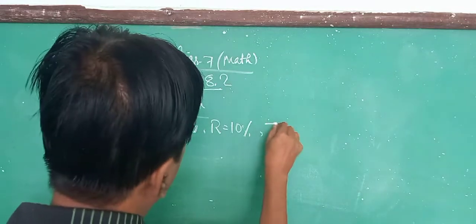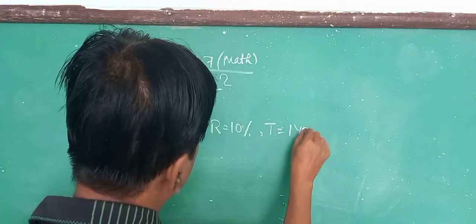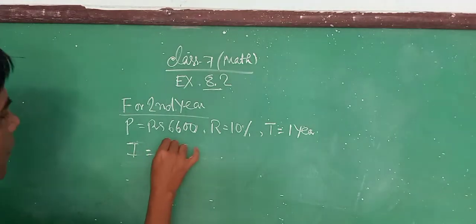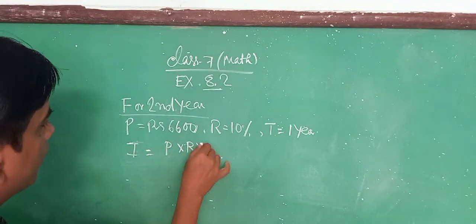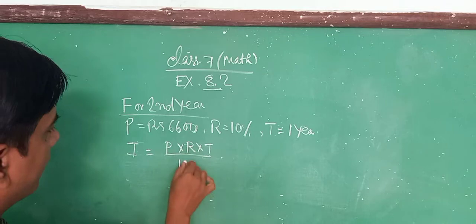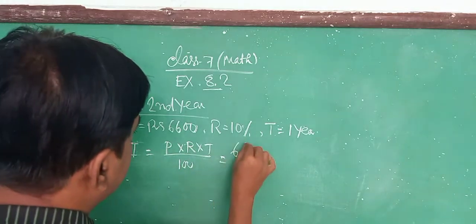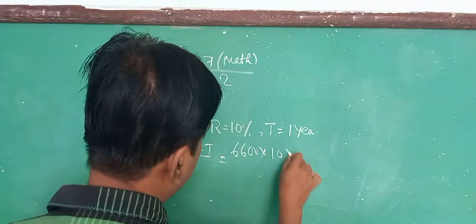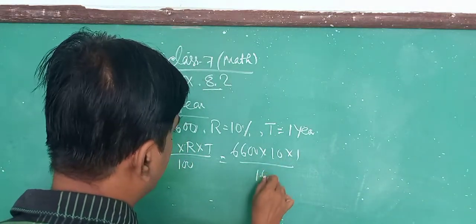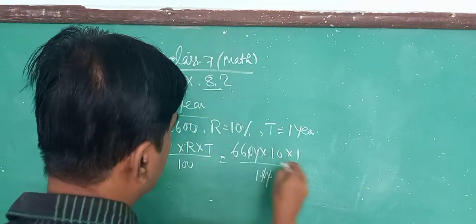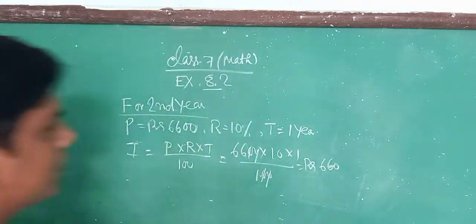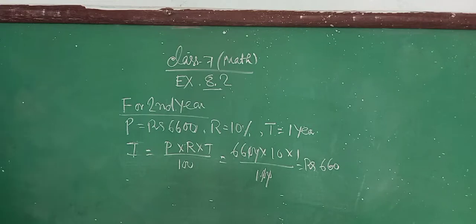Time is 1 year. So I is equal to P into R into T by 100, the same formula. Principal 6600, rate of interest 10, time 1, by 100. That is rupees 660.